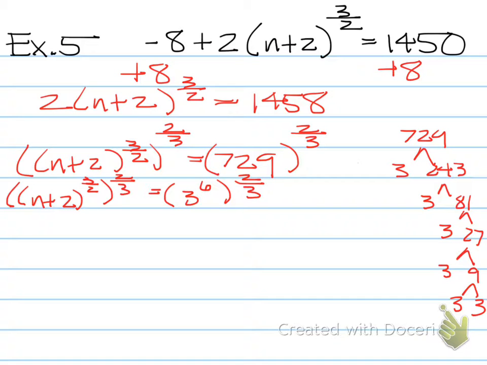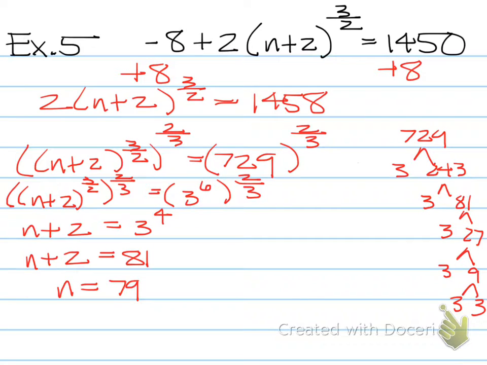And whenever we raise 3 to the 6th power to the 2/3 power, 3 divides into 6 2 times. 2 times 2 is 4. So we have 3 to the 4th power on the right side. And the exponents cancel on the left side. 3 to the 4th power is 81. Subtract 2 from both sides. N equals 79.